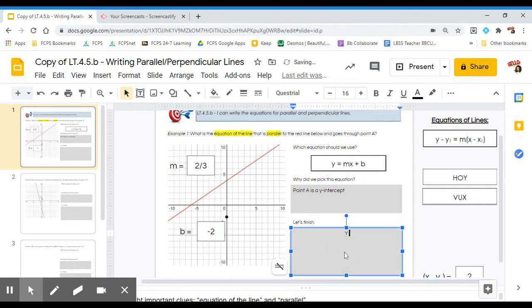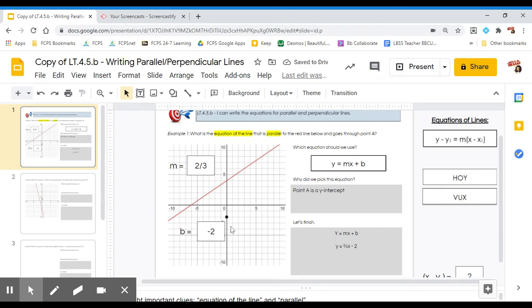So our formula is y equals mx plus b. We know that since it's parallel, it's going to have the same slope, and our b is -2. So if I were to write an equation that goes through this point and is parallel to this red line, it would be y equals 2/3 x minus 2.